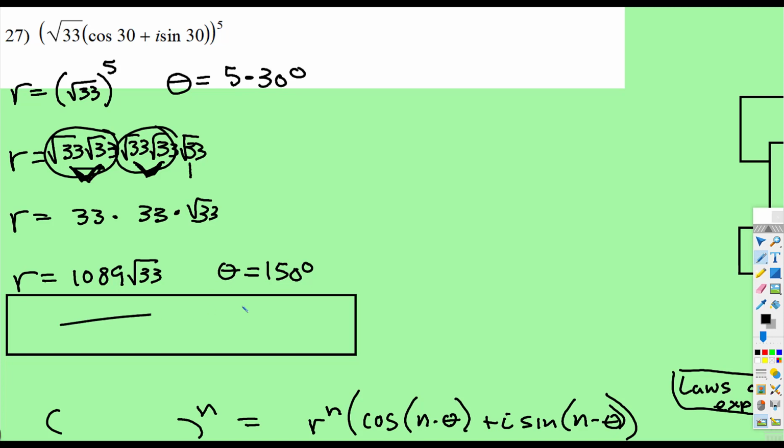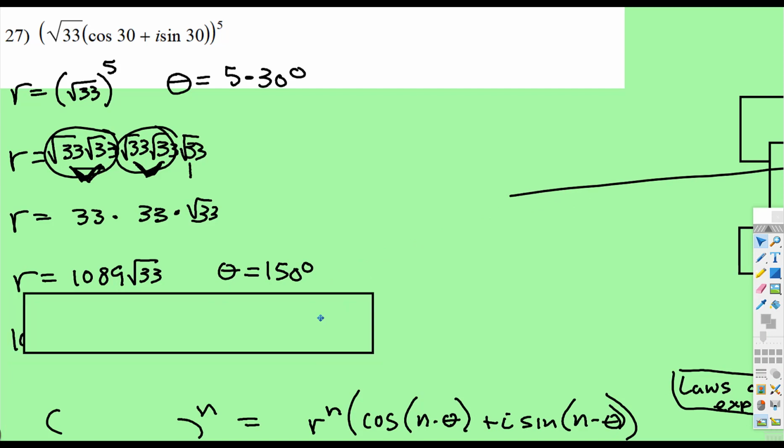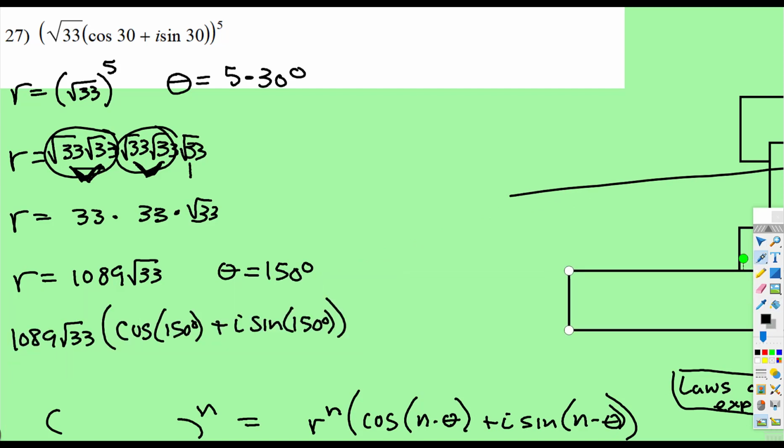And now you could put it back in the correct form. 1089 root 33 is the r times cosine 150 degrees plus i sine 150 degrees. All right, that's it for operations with complex numbers.